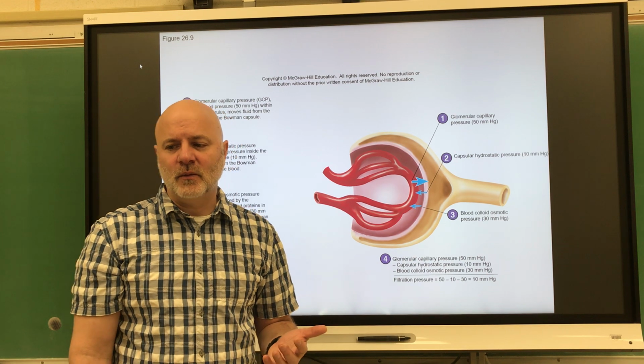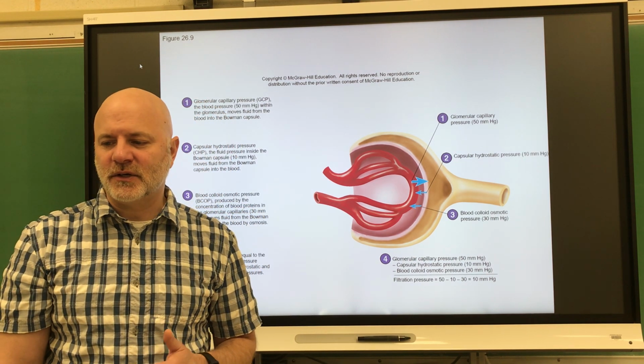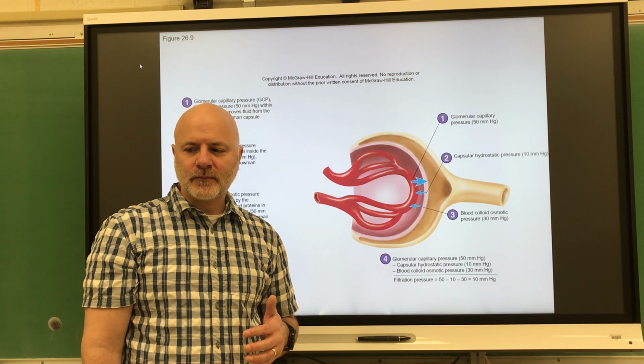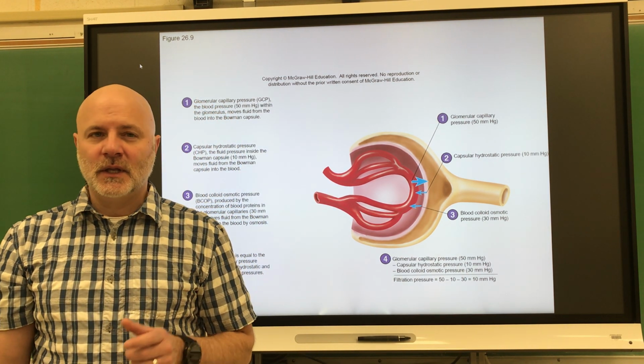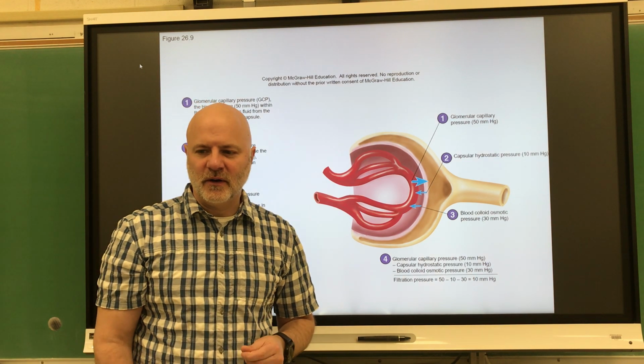Dehydration will have the opposite effect. It will decrease our arterial blood pressure, and so that will inhibit filtration from occurring. Let's look at regulation of that glomerular filtration rate.